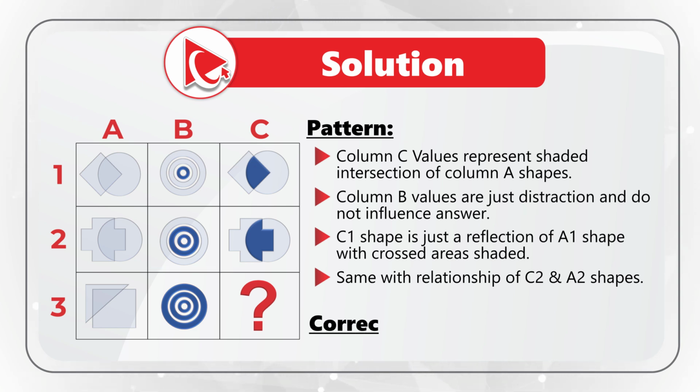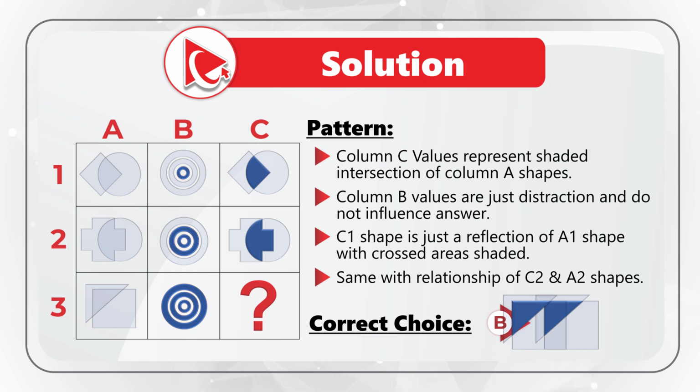Considering this, the correct choice here is choice B, where the triangle and square are intersecting, and there's a shaded gray area on the intersection. Do you have a better solution?